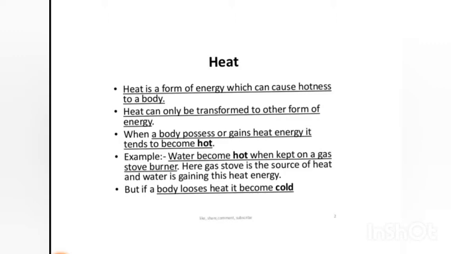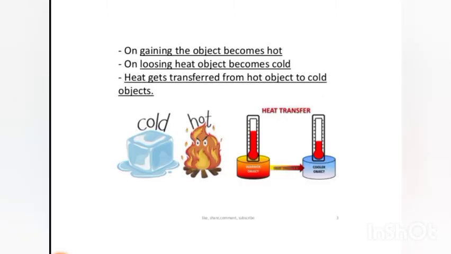If a body has high heat energy or gains heat energy, it becomes hot, and when a body loses heat, it becomes cold. You can see in the picture clearly that ice is cold, and fire is very hot. When an object gains heat it becomes hot, and when it loses heat it becomes cold. So heat is transferred from a hot object to a cold object.